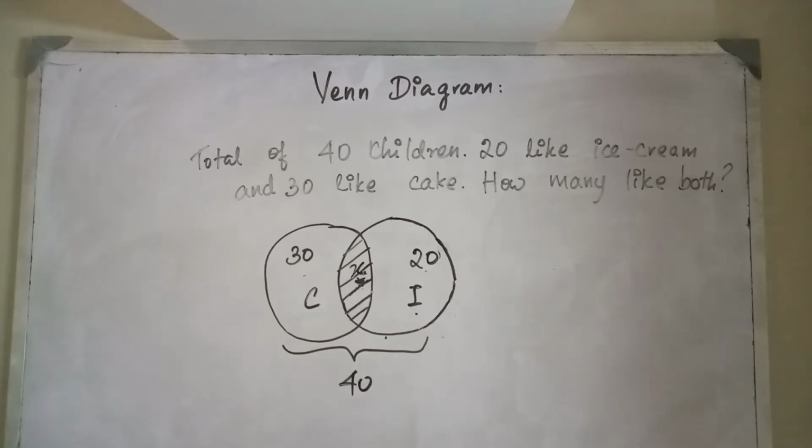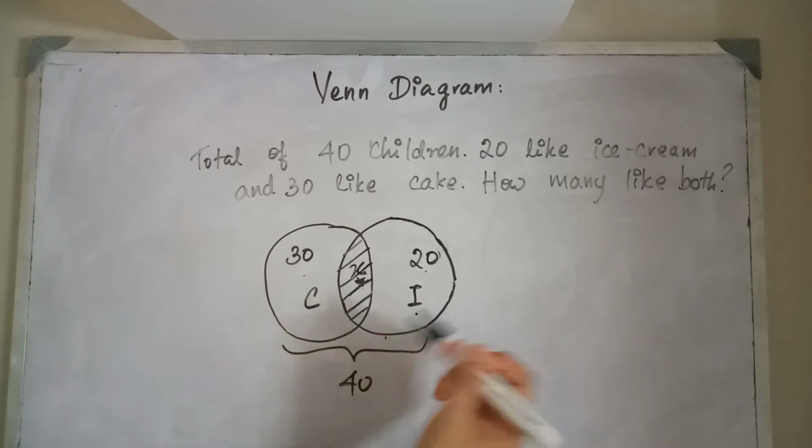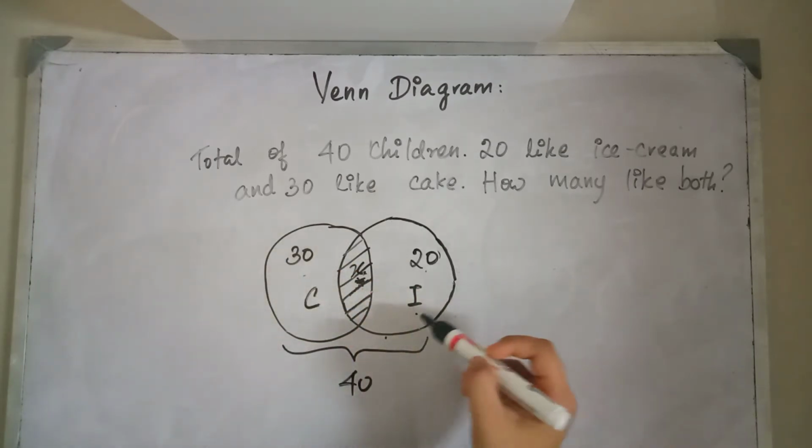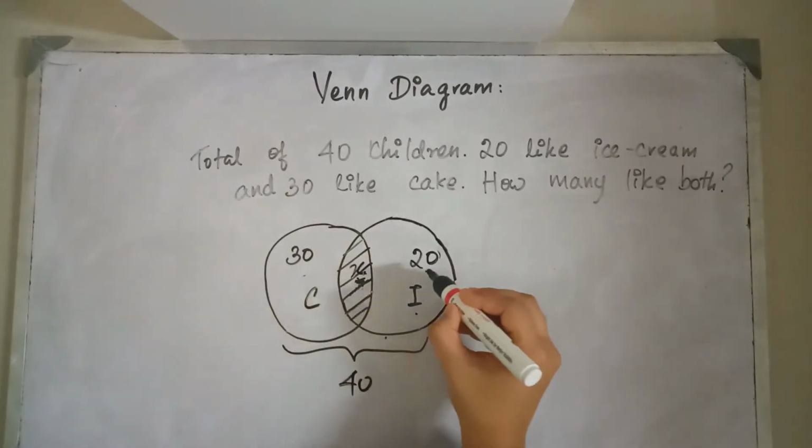So let's look at this example Venn diagram. We have a total of 40 children, out of which 20 like ice cream and 30 like cake. How many children like both? So here's the Venn diagram. We have 30 who like cake, and that is this whole circle, and we have 20 who like ice cream, and that is this circle.